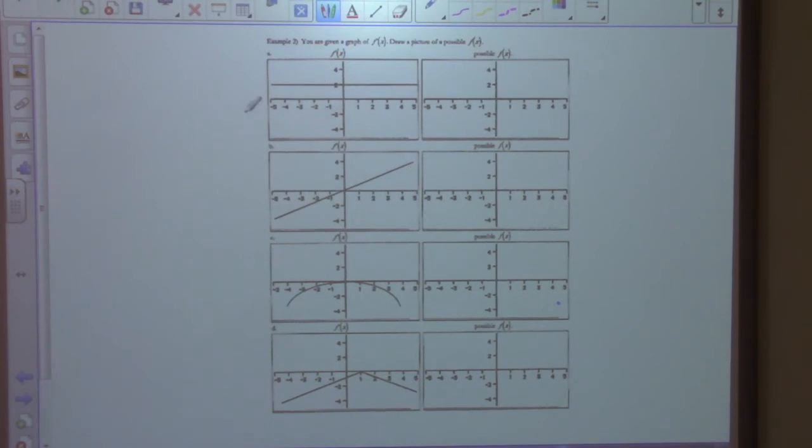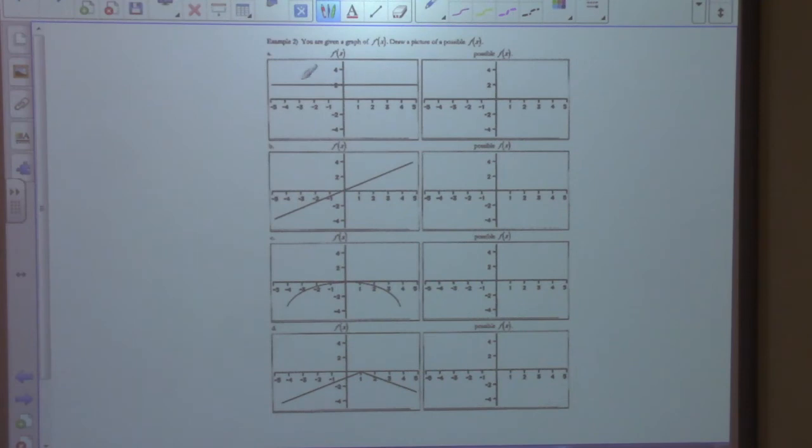Now, remember a couple days ago we did the matches of f. So what we're going to do is some possible matching graphs, and it's going to be hard. Here you're given a graph of f prime of x, and it's asking what is your possible f of x. So here's your derivative on the left side. What is going to be the antiderivative of that?